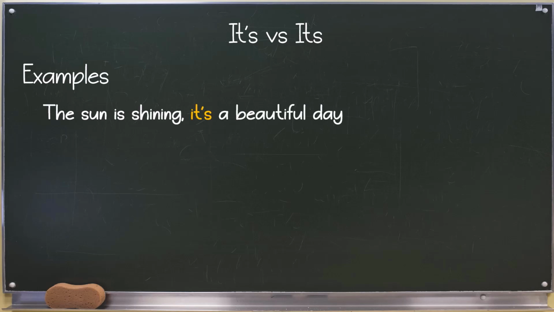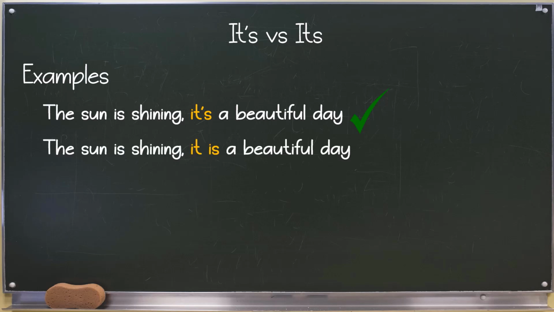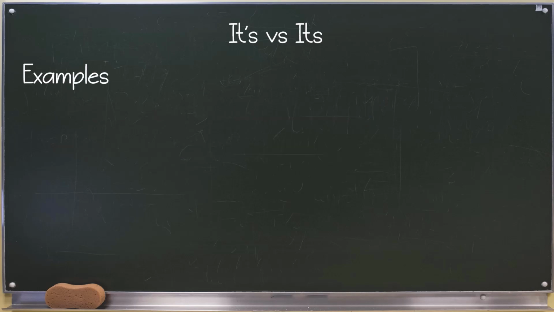Another one, the sun is shining. It's a beautiful day, with an apostrophe. Now this sentence is correct because it's is a contraction of "it is." So the sentence can read, the sun is shining. It is a beautiful day. Finally, the book lost its cover. Now this sentence is correct because its is a possessive pronoun indicating ownership.